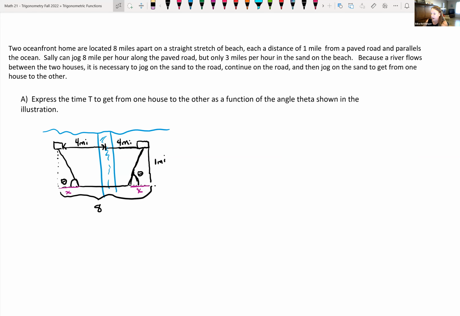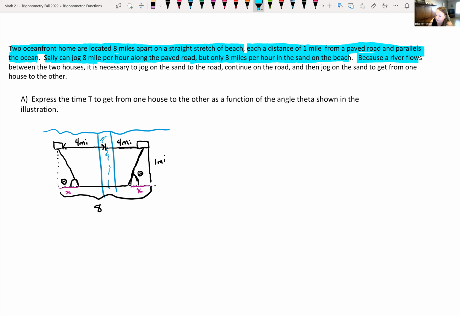So we're going to look at one more application problem of right triangle trigonometry. The following says that we have two oceanfront homes that are located 8 miles apart on a straight stretch of beach. Each is a distance of 1 mile from the paved road, which parallels the ocean. Sally can jog 8 miles per hour along the paved road, but she can only jog 3 miles per hour in the sand on the beach.